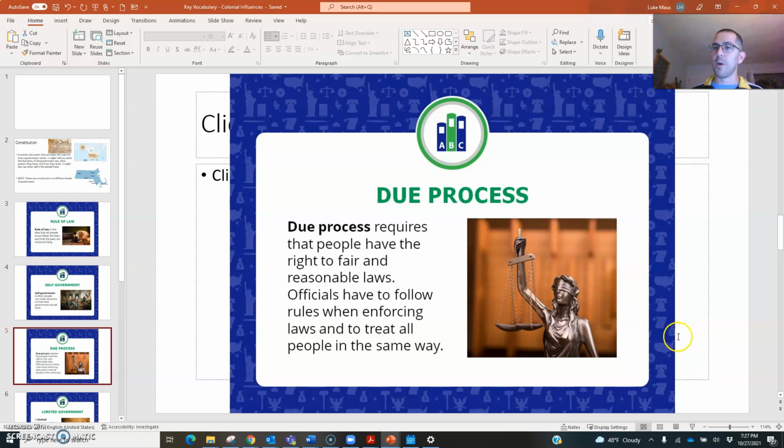Next up, due process. When it comes to the law, we often think of due process. It's the idea that people have the right to fair and reasonable laws, that the laws are fair for people. In addition to that, due process is really important because officials have to follow rules when enforcing the laws to treat all people the same way. So again, it doesn't matter if you are the richest person in the United States or you're not, the law must be treated the same way for those people.